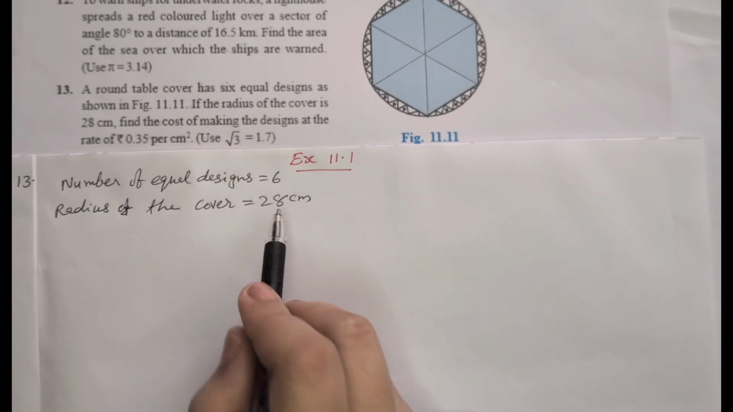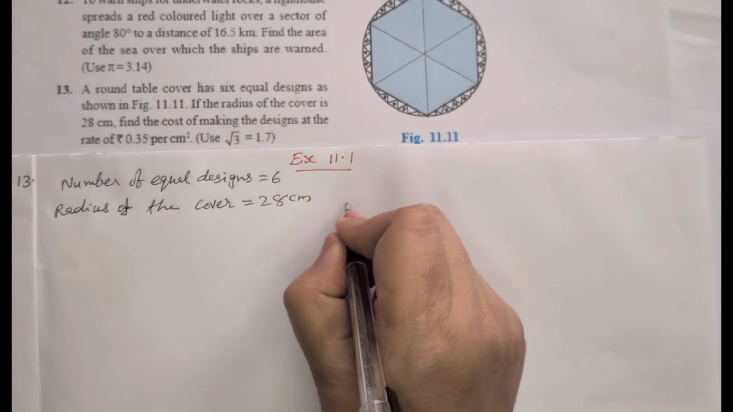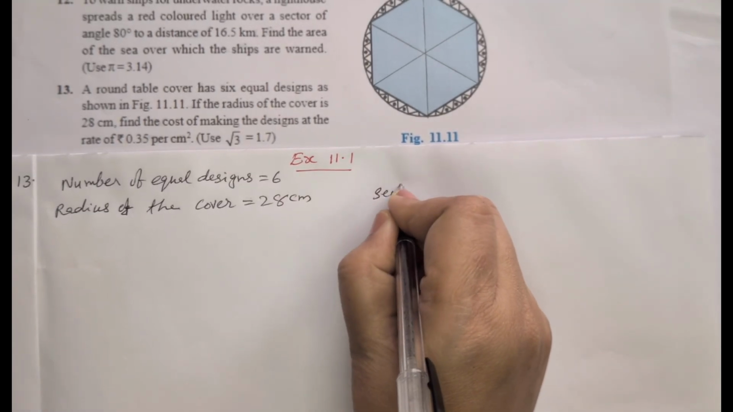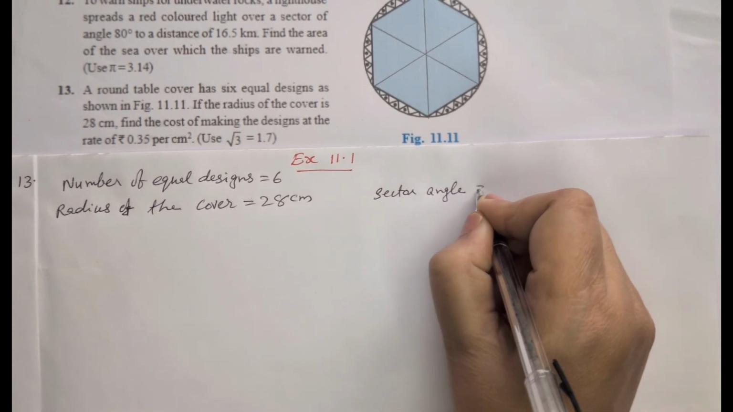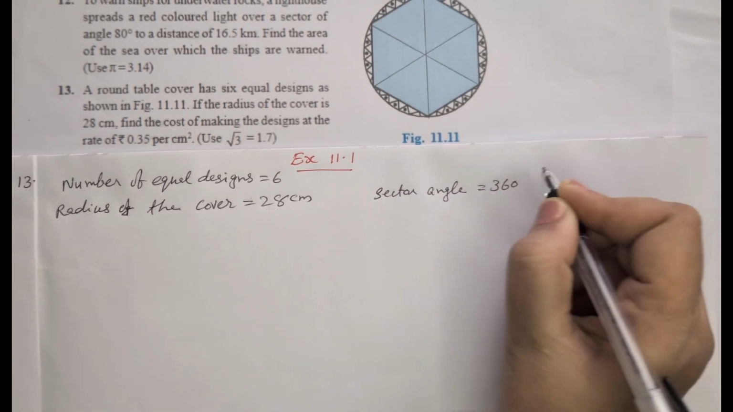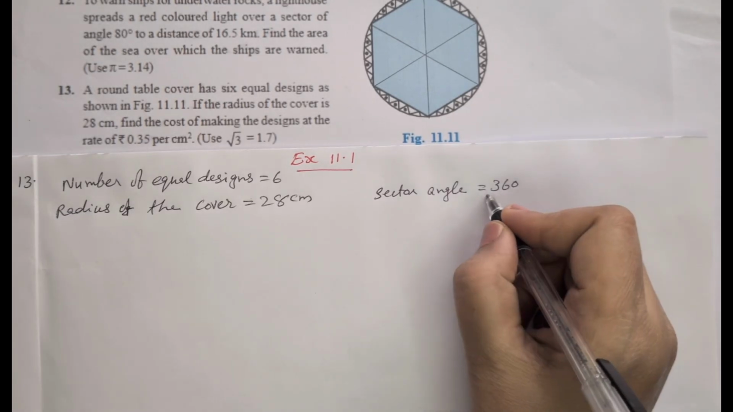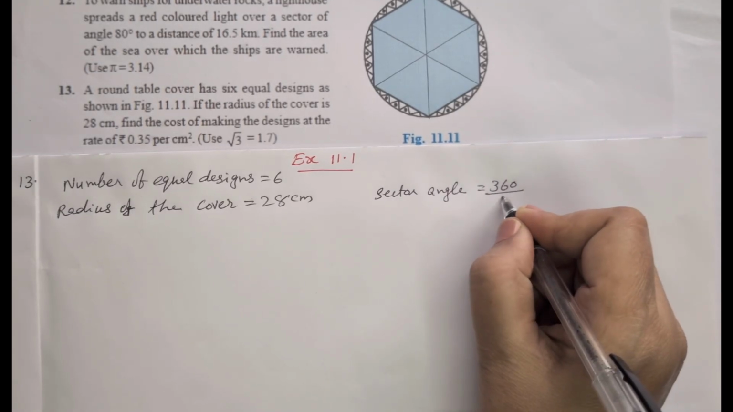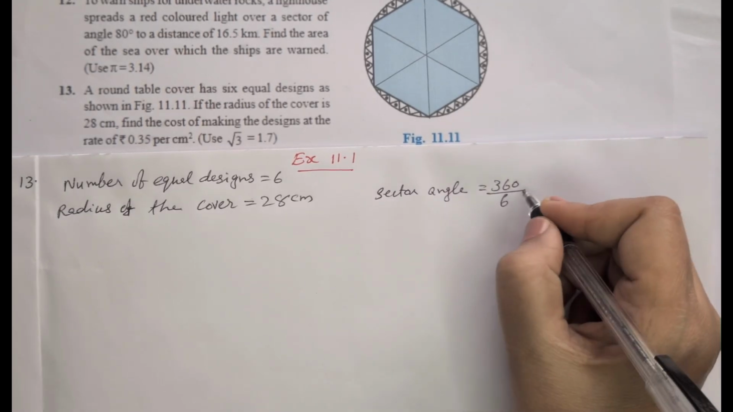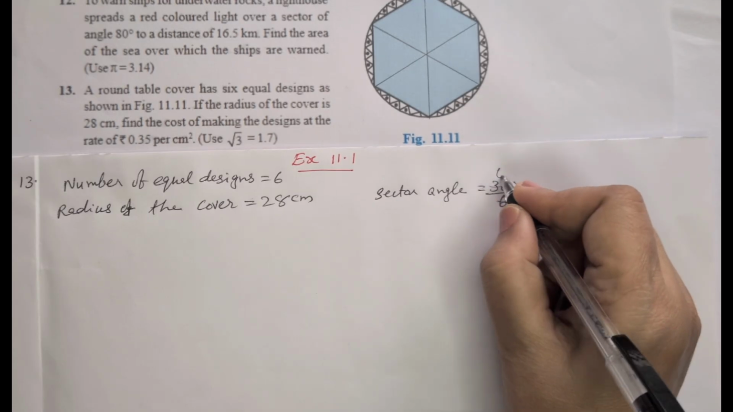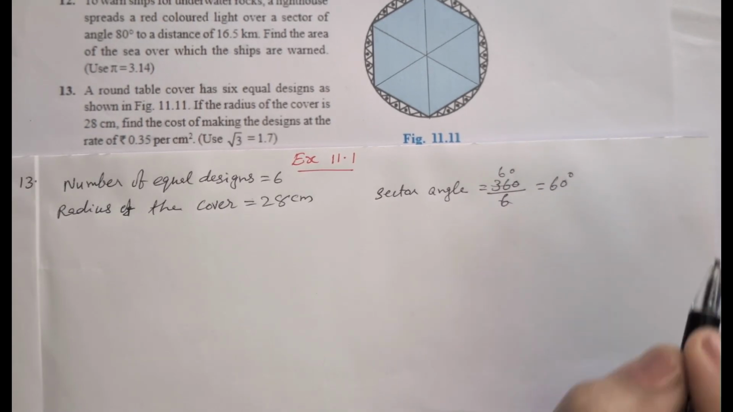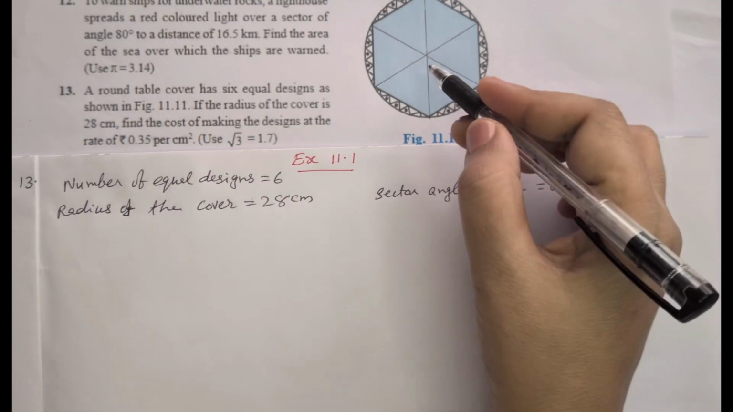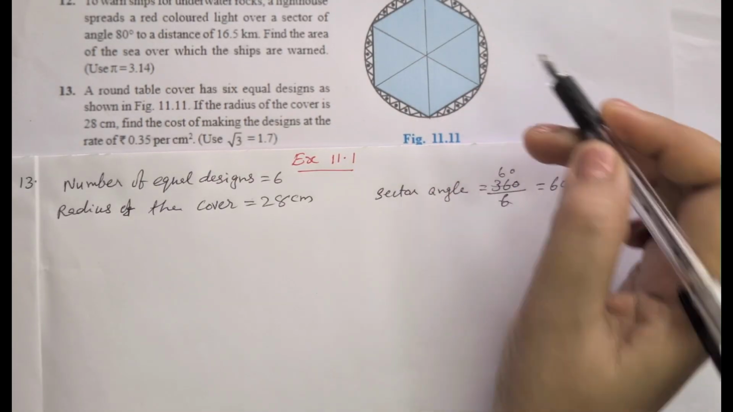Therefore, the sector angle is equal to the total, that is 360 around the circle, divided into 6 equal parts. When we divide, we get 60 degree. So the sector angle is 60 degree. Now first we can calculate the area of one sector.